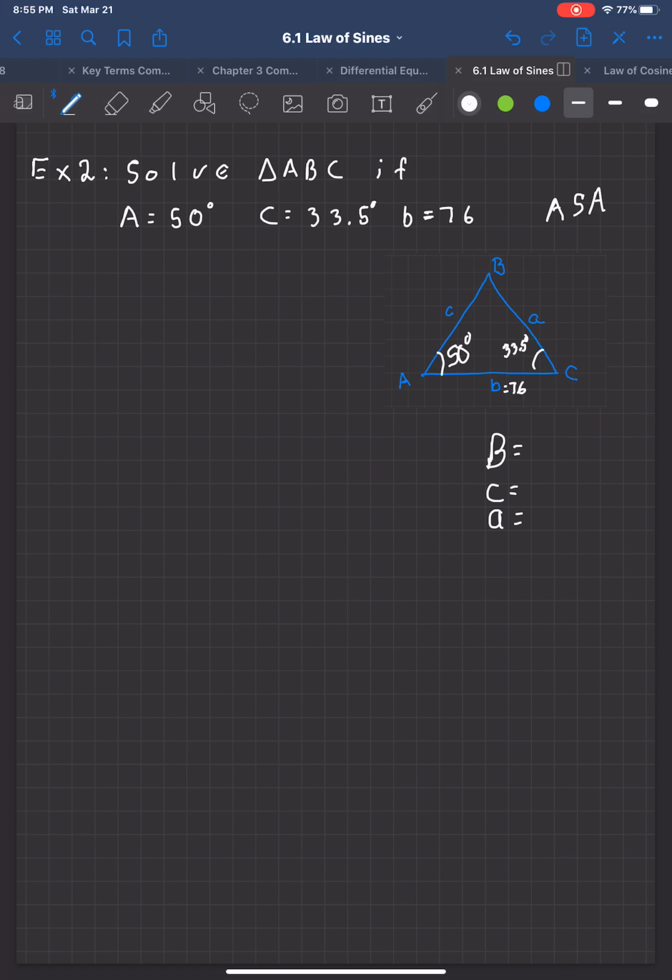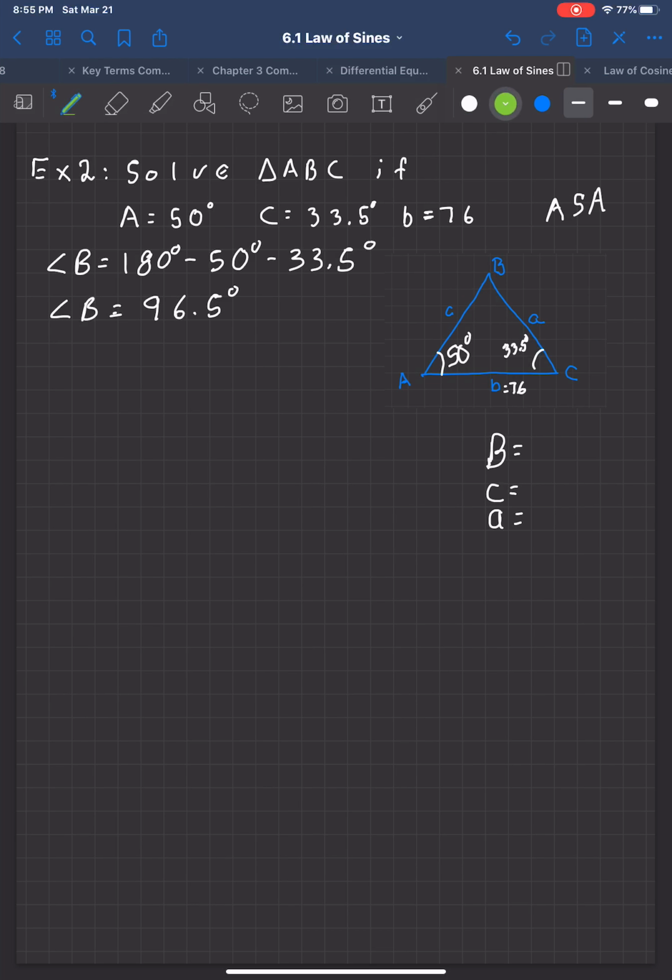Okay. So let's go through this a little bit quicker this time. Angle B, remember how to do that. Just take 180 degrees, that's how much all three angles in that triangle should add up to, and then subtract out the angles that you already have. So minus 50 degrees, minus 33.5 degrees. Therefore, angle B is equal to 96.5 degrees.